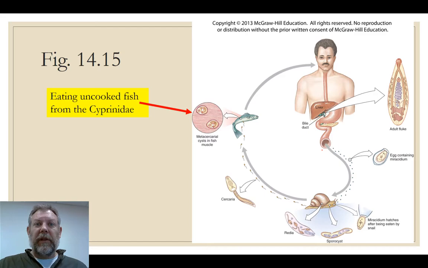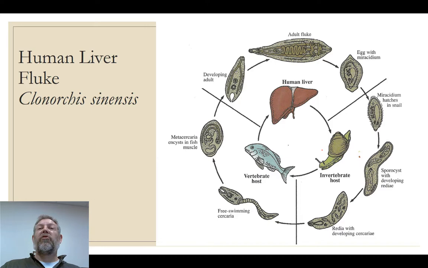Here's just another picture showing that same liver fluke and showing that same cycle. And you see you've got the mollusk host and the fish host are both important to complete the cycle where the adult lives in the human liver. And I'll show you a video of a surgeon using endoscopy to remove a liver fluke. I'll show you that in lab.